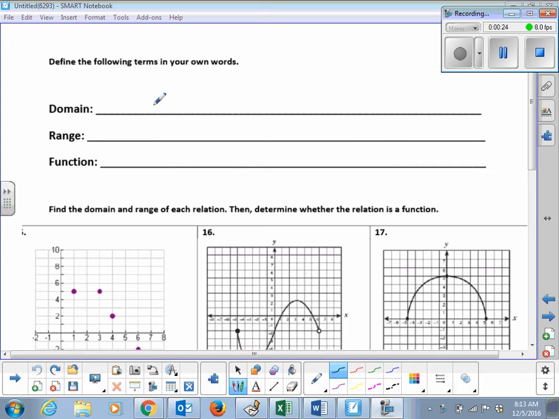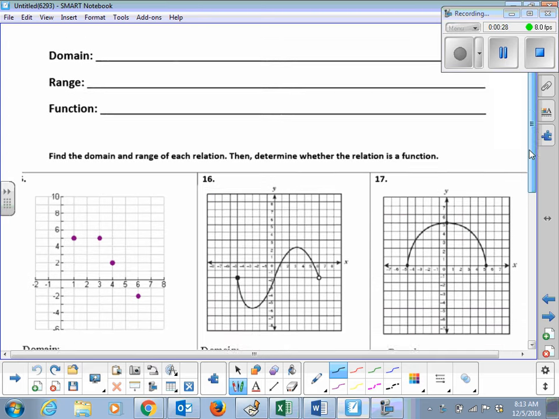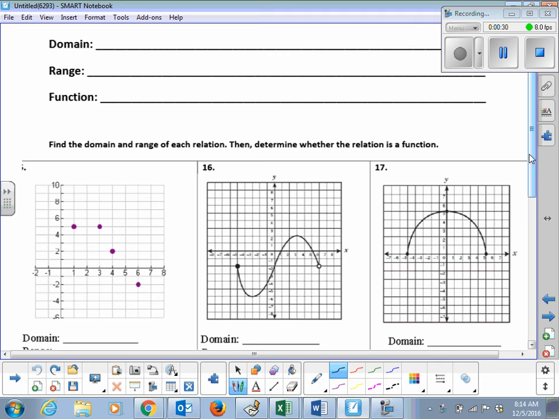For function, that's when your x cannot repeat. So if you have that table and you see more than one x going to a different y, that's incorrect. You can also talk about the vertical line test and how if you were to draw a straight line and drag it across your paper, if it touches 2 points, that's also not a function. So I would pause the video and go back and write those sentences.